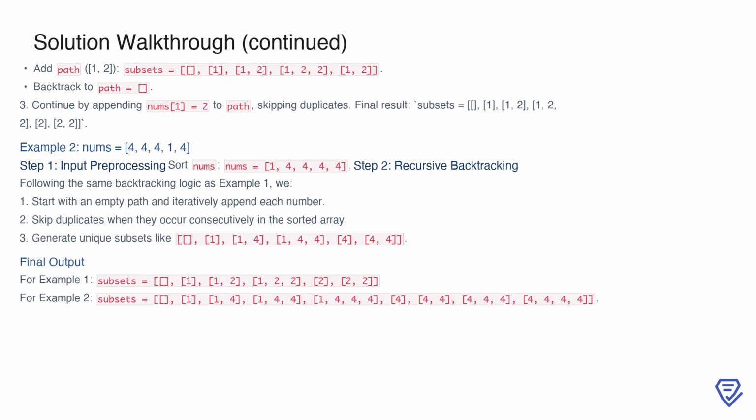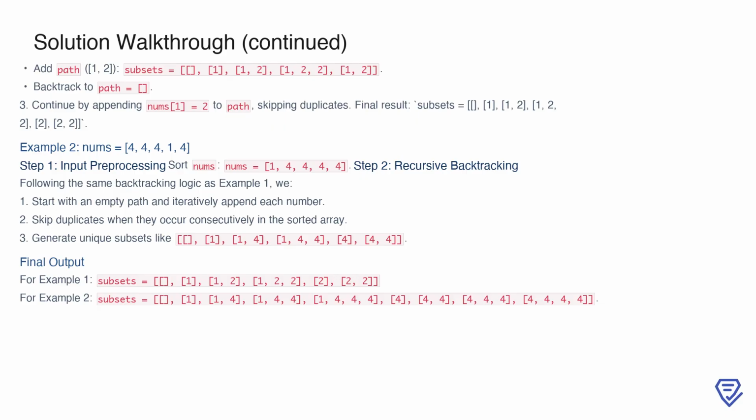This creates the path [2], which is added to subsets, resulting in subsets equals [[], [1], [1, 2], [1, 2, 2], [2]]. Following the same logic, appending the next nums[2] equals 2 gives the path [2, 2], which is added to subsets, producing subsets equals [[], [1], [1, 2], [1, 2, 2], [2], [2, 2]]. Skipping duplicates ensures that no redundant subsets are included.